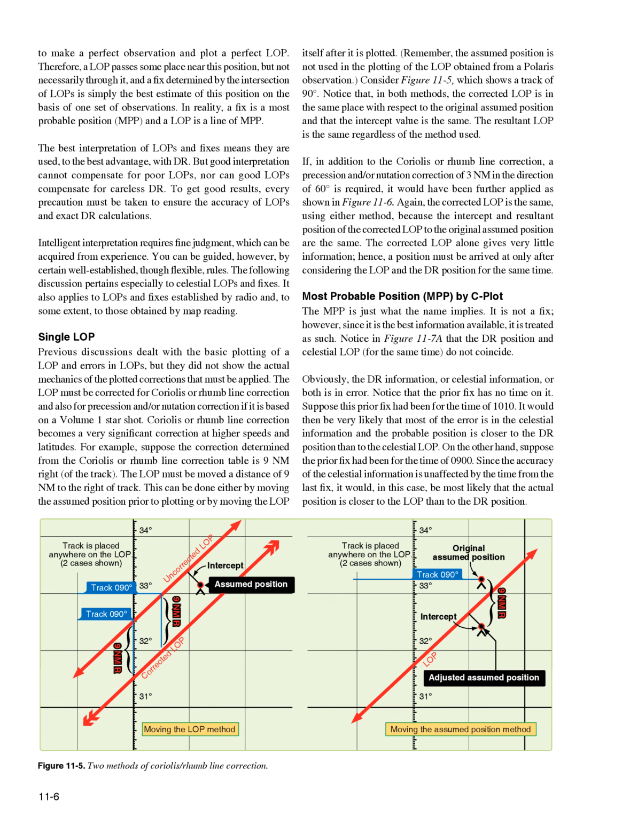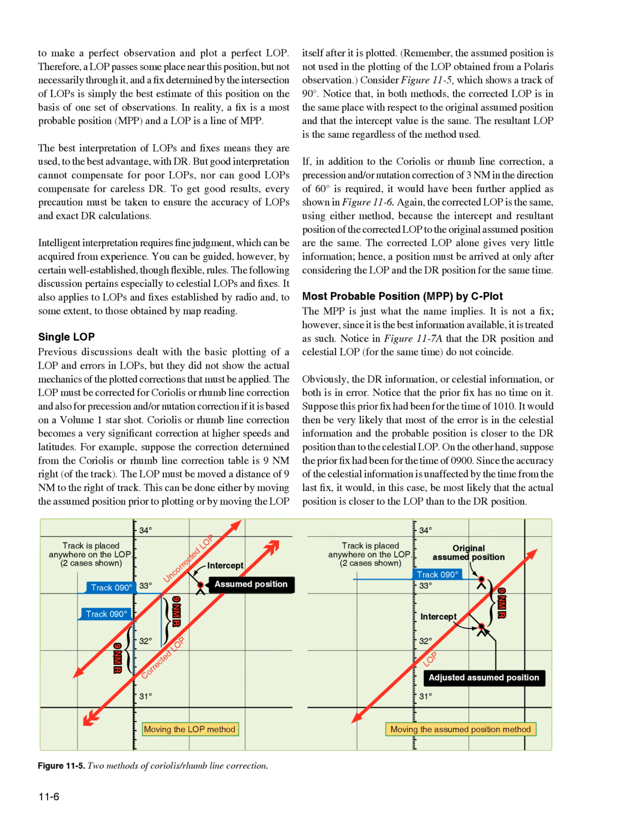Most probable position, MPP, by C-plot. The MPP is just what the name implies. It is not a fix, however, since it is the best information available, it is treated as such. Notice in figure 11.7a that the DR position and celestial LOP, for the same time, do not coincide. Obviously, the DR information, or celestial information, or both is in error. Notice that the prior fix has no time on it.